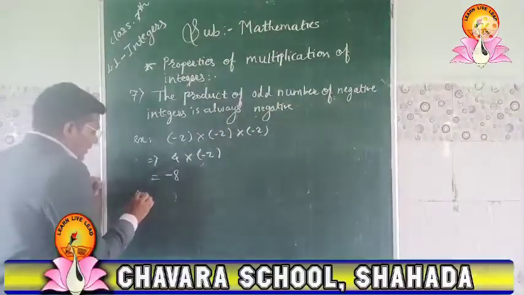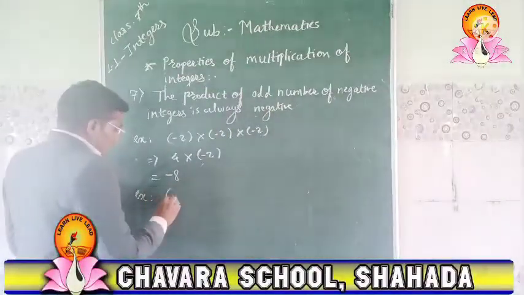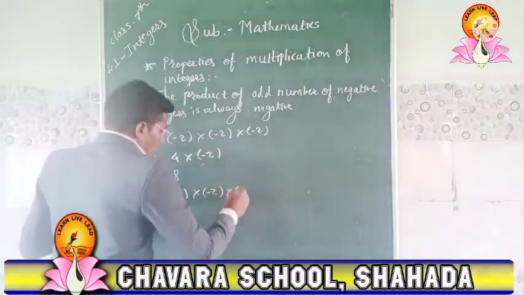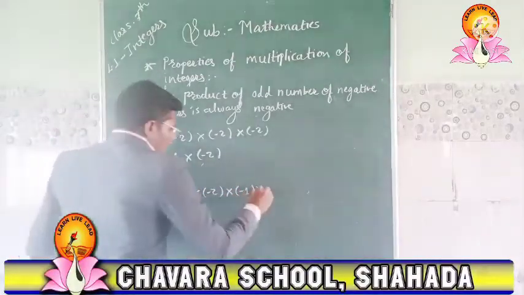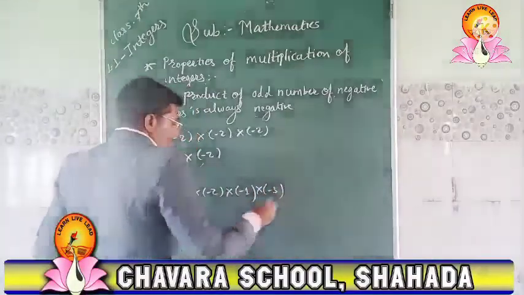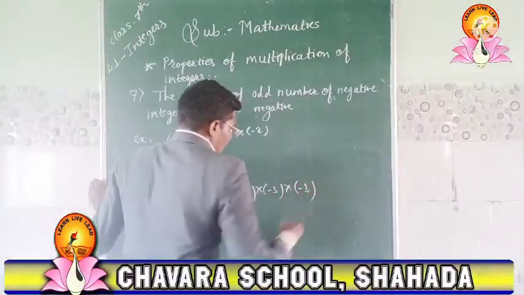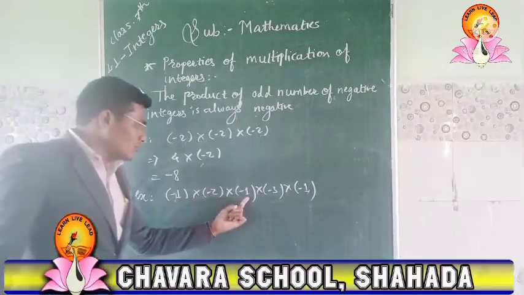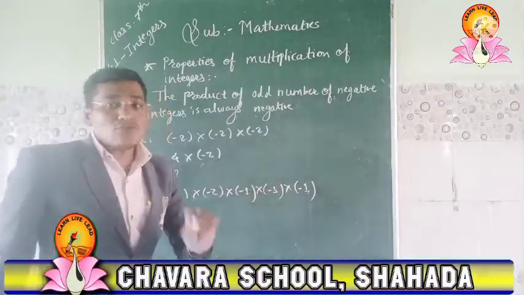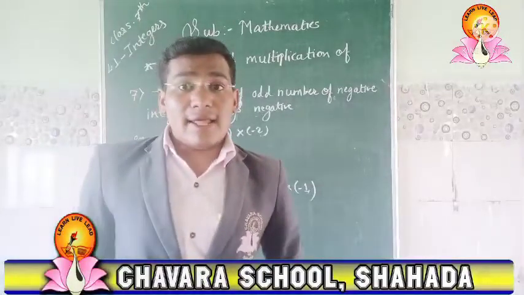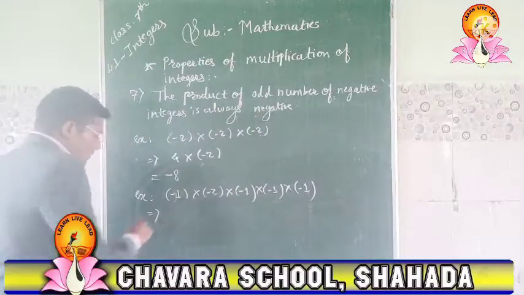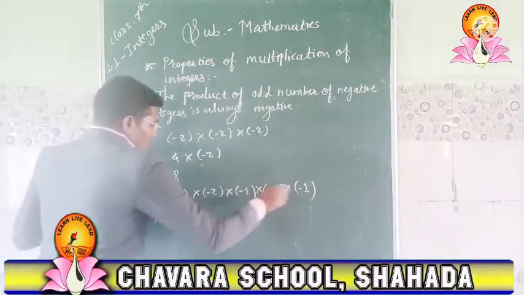Again we will take an example. Suppose different integers are there. Here -1 is multiplied by -2, which is multiplied by -1 again, which is multiplied by -3, which is multiplied by -1. Now how many integers are there? 1, 2, 3, 4, 5. Here also 5 times the integers are multiplied, and 5 is an odd number. So we'll try to solve it from this side.